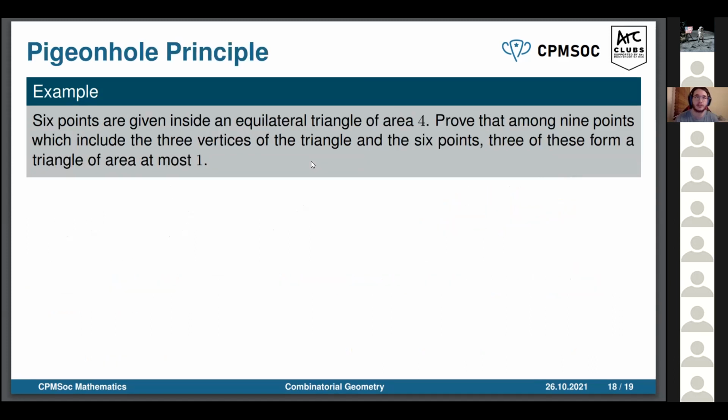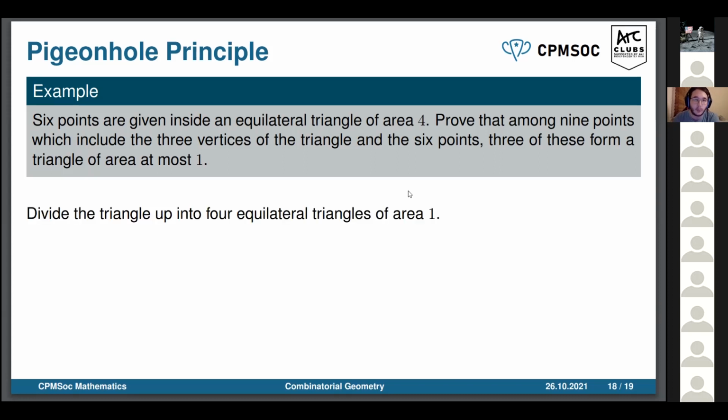Alrighty. So the next thing, as mentioned earlier, pigeonhole principle does show up quite a bit. So we're given 6 points inside an equilateral triangle of area 4, and we want to prove that among the 9 points, so the 6 points that we've got and also the 3 that are included in the equilateral triangle, 3 of these form a triangle of area at most 1, right?